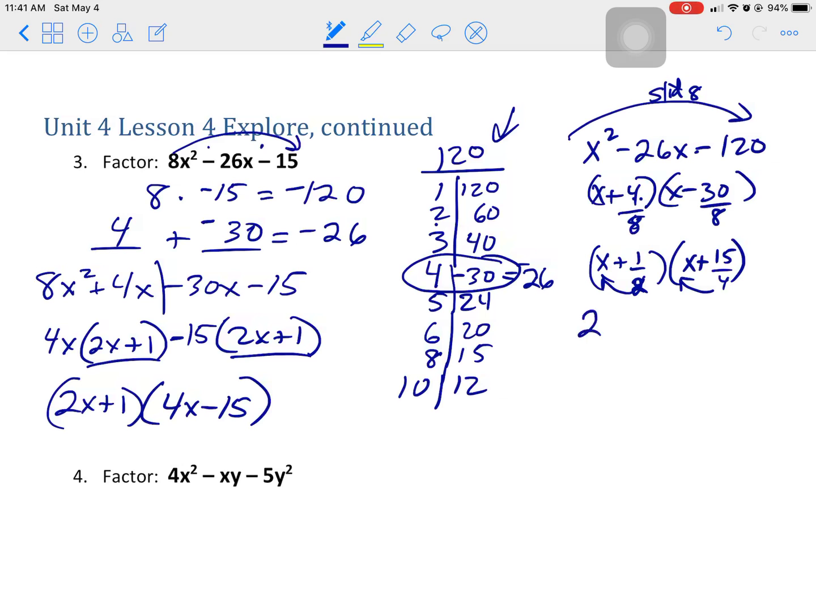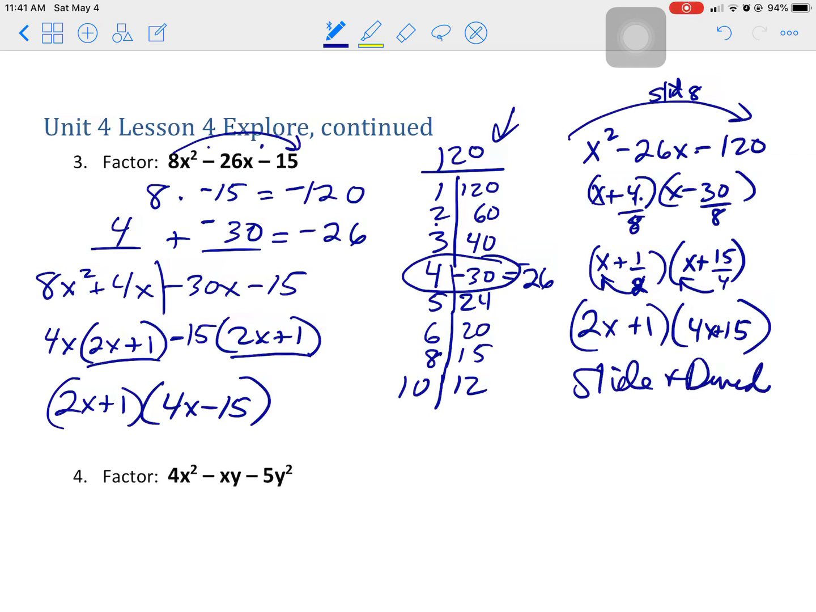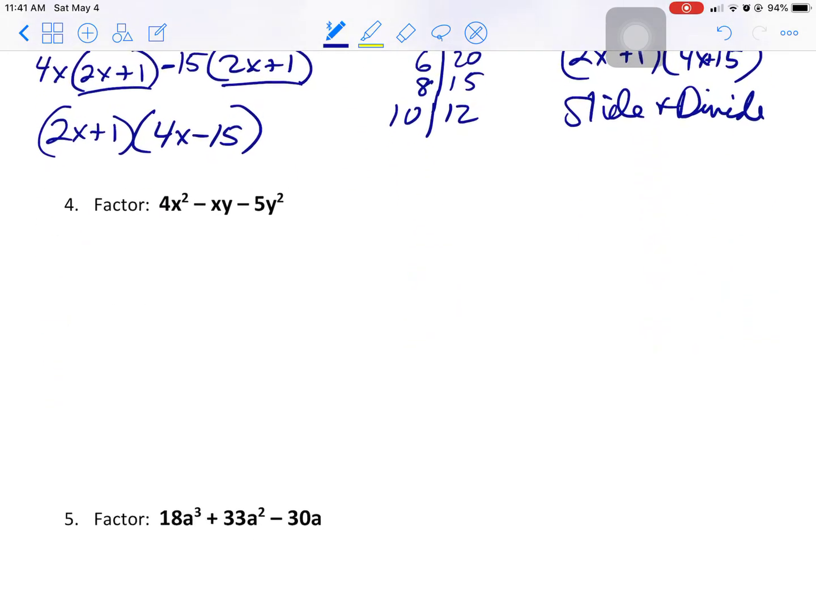So when you slide it back, your final answer is 2x minus 1 or plus 1 and then 4x plus 15. So it's just as long, and you need to know the 4 term method for the test anyway. That's the other method. Slide and divide. All right, so let's try this one.